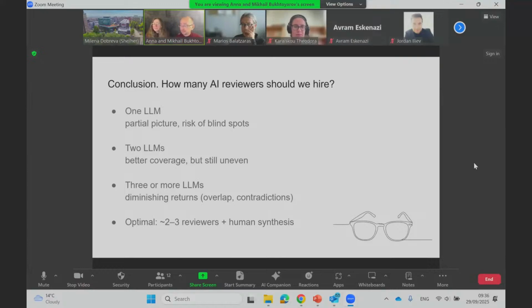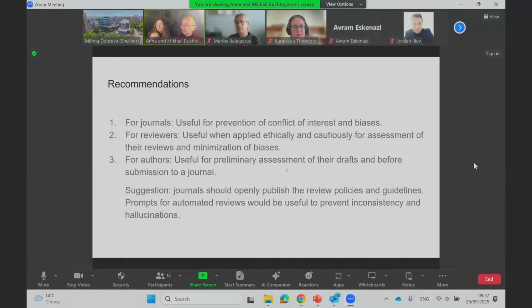Yes, as you see, the feedback from the models is quite different. And this is what we got. So this is kind of the answer to our question. One model is not enough. Two would have better coverage. Three or more, well, this is where you might get confused because they can contradict and overlap with each other. The best approach is 2-3 models with tight and constant human supervision. Yes, so we still need an expert to supervise.